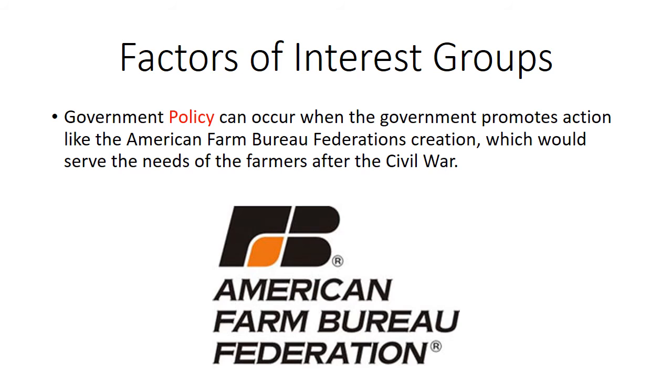Okay. We also see government policy can occur when the government promotes an action like the American Farm Bureau Federation creation, which would serve the needs of farmers after the Civil War. So again, we generally see organizations and interest groups will help to create policy that actually will benefit the interest group.